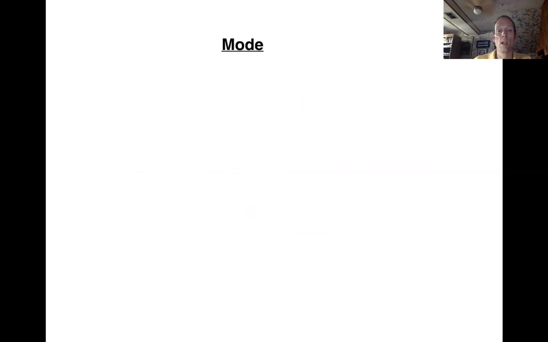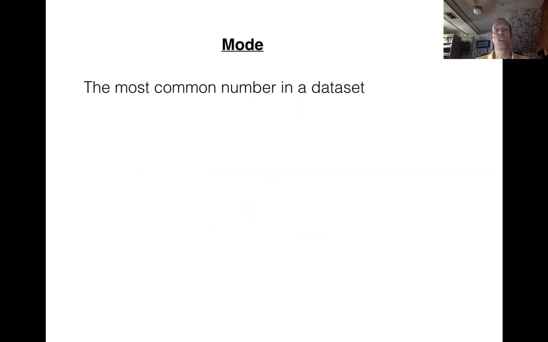Okay, so our last number is going to be the mode. And the mode is going to be the most common number in the data set. So if we are maybe graduating, we're an accounting major, and we're interested in knowing a little bit about what people are making that graduate with accounting degrees.